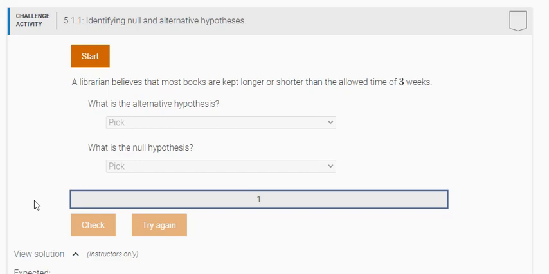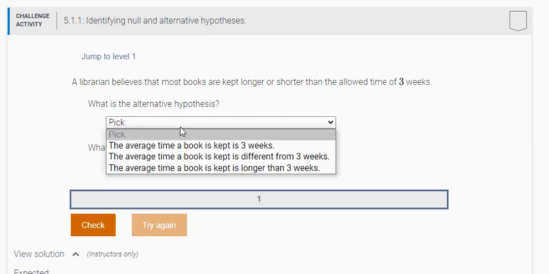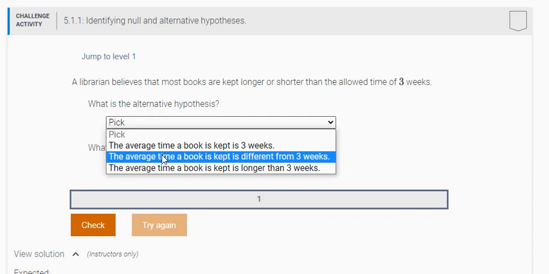A librarian believes that most books are kept longer or shorter than the allowed time of 3 weeks. So what is the alternative hypothesis and what is the null? The librarian doesn't know if it's longer or shorter. So he or she wants to see if it's different from 3 weeks, because you can be different by being longer or shorter. So the alternative here is that the average time a book is kept is different from 3 weeks.